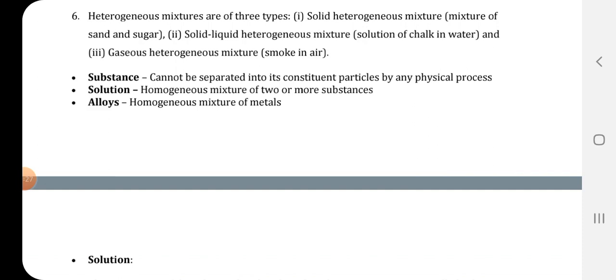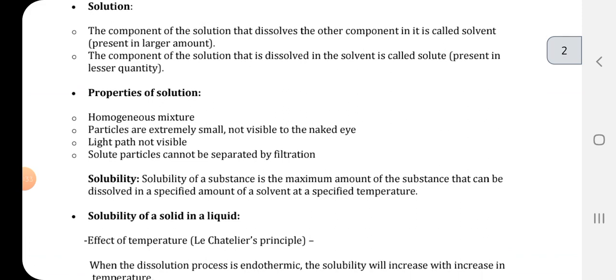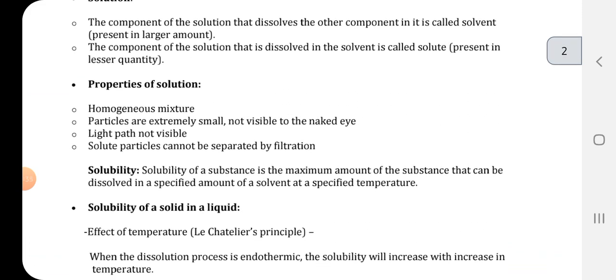A pure substance cannot be separated into its constituent particles by any physical process. In a solution, the component of the solution that dissolves the other component in it is called the solvent, and the component of the solution that is dissolved in the solvent is called the solute.